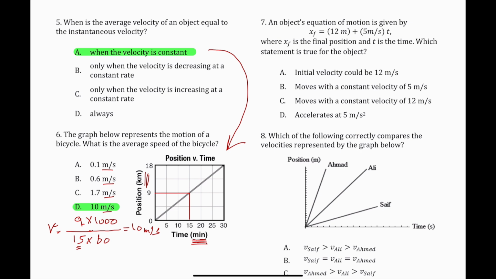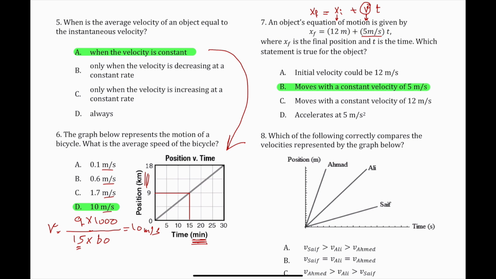So before reading the answers, we need to know that this formula is x final equals x initial plus vt. So the 5 represents the v, and the initial position is 12 meters. So here we know that the velocity is constant and it's equal to 5 meters per second. So let's find the right answer. Moved with a constant velocity of 5 meters per second, so the answer is B.